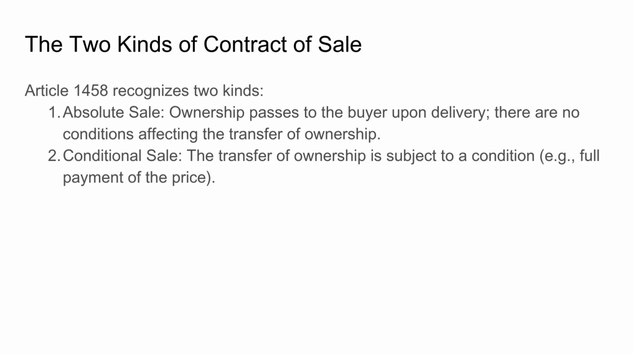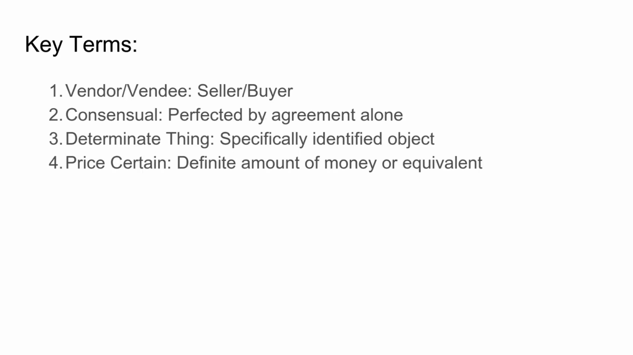Example, in an absolute sale, Joe sells land to Bill. Upon delivery, Bill becomes owner. In a conditional sale, Joe sells land to Bill, but ownership transfers only once Bill pays in full. To summarize, the key terms to remember: vendor, vendee, or seller, buyer, consensual, determinate thing, and price certain.